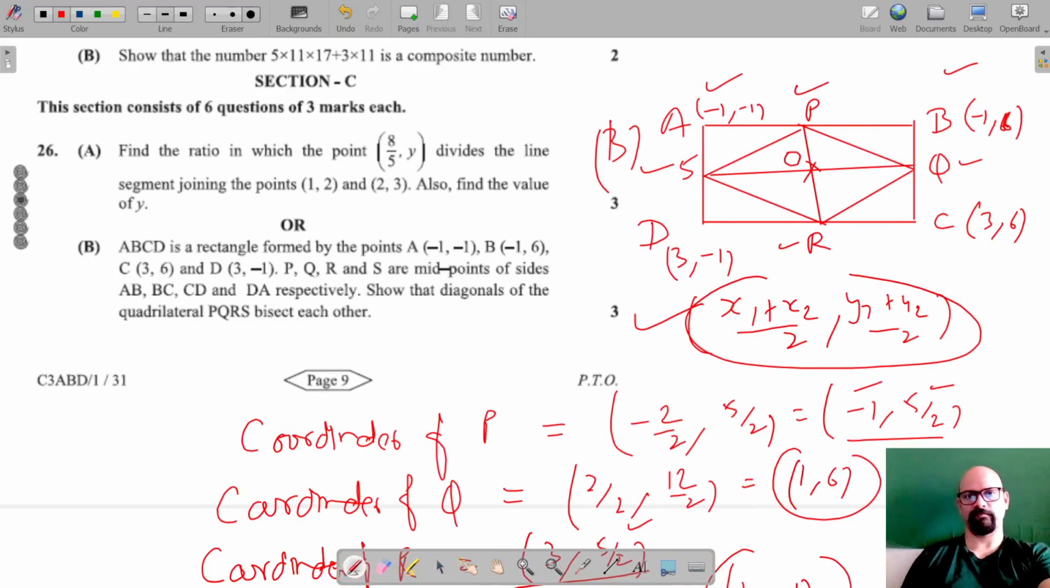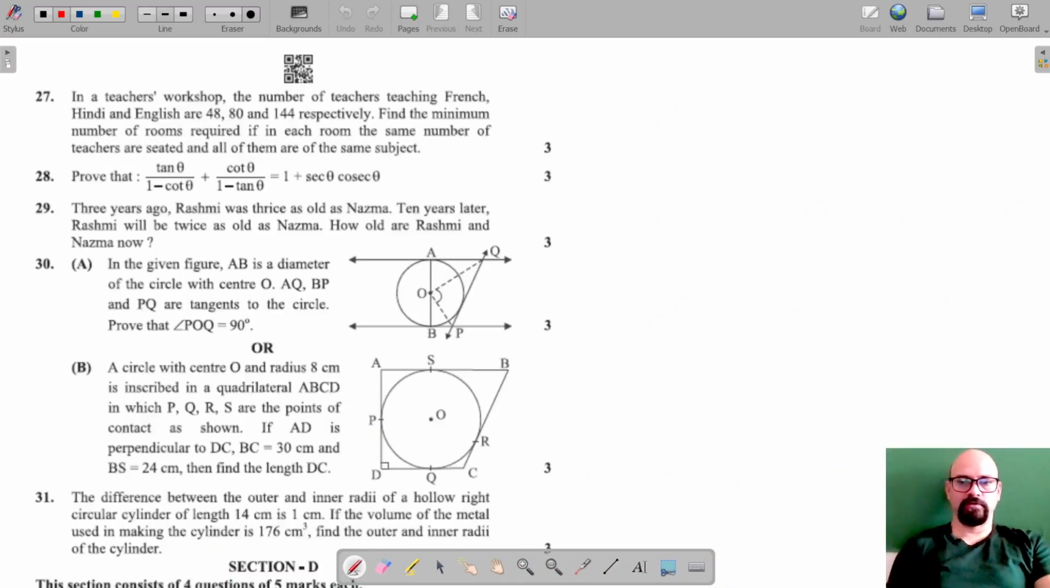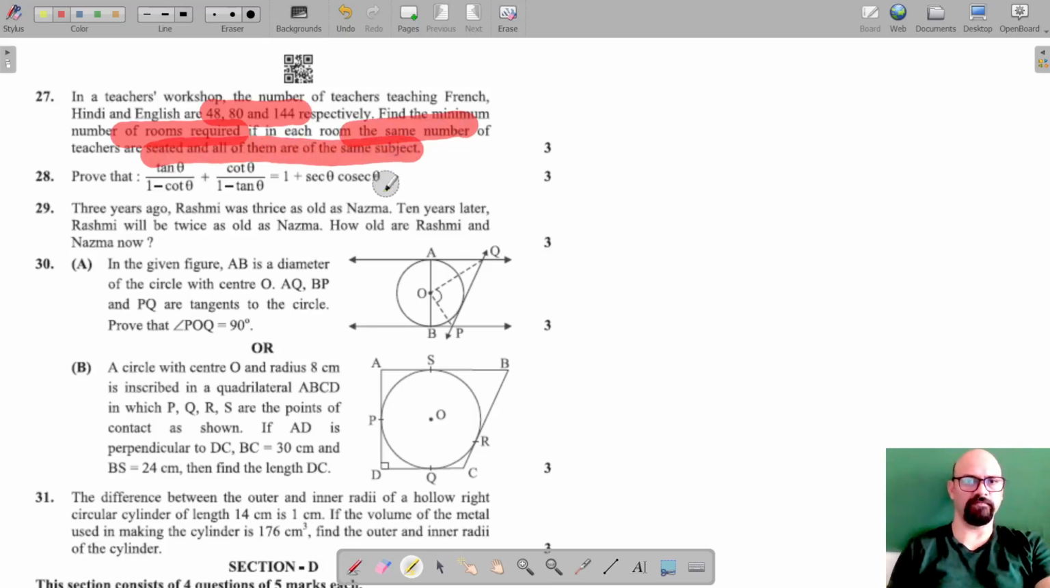Okay, for question number 27, it's given that in a teacher's workshop, the number of teachers teaching French, Hindi and English are 48, 80 and 144 respectively. We have to find the minimum number of rooms required if in each room the same number of teachers are seated and all of them are of the same subject. So this is question number 27.